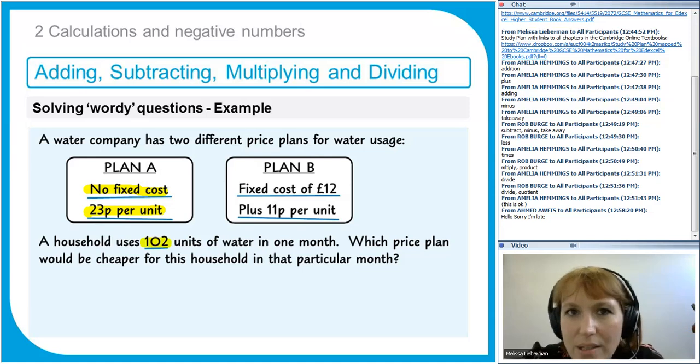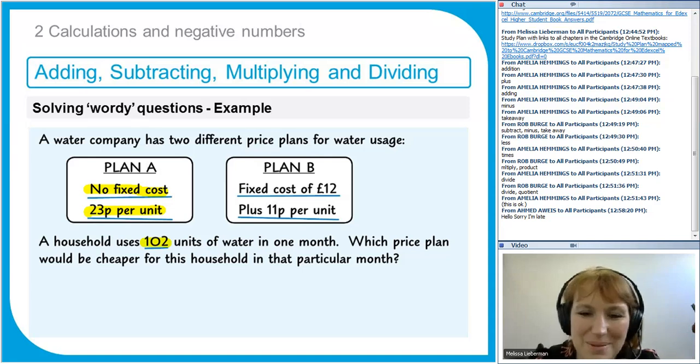So how are we going to work out how much Plan A costs? Type it in the chat box, and then we'll look at the calculation. So we'll work that out first. You don't want to write lots of things down in maths, but it's helpful to write down what you're working out. So first of all, we're working out the cost of Plan A. Just tell me the calculation. You don't need to tell me the answer because we're going to use a calculator anyway.